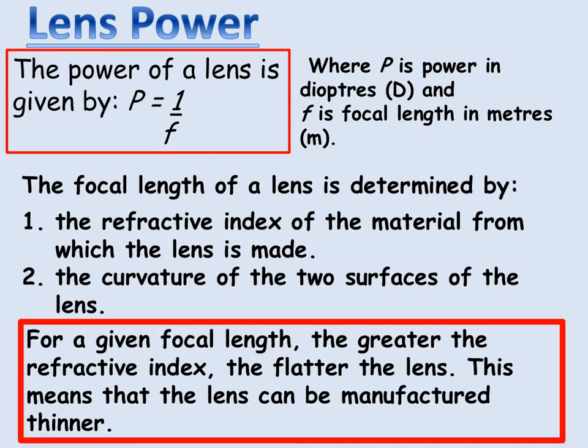So lenses have different powers. The power of a lens is given by the formula P equals 1 over F, where P is the power measured in diopters and F is the focal length measured in meters. The focal length of the lens is determined by the refractive index of the material from which the lens is made and the curvature of the two surfaces on the lens. So for a given focal length, the greater the refractive index, the flatter the lens. This means that the lens can be manufactured thinner.